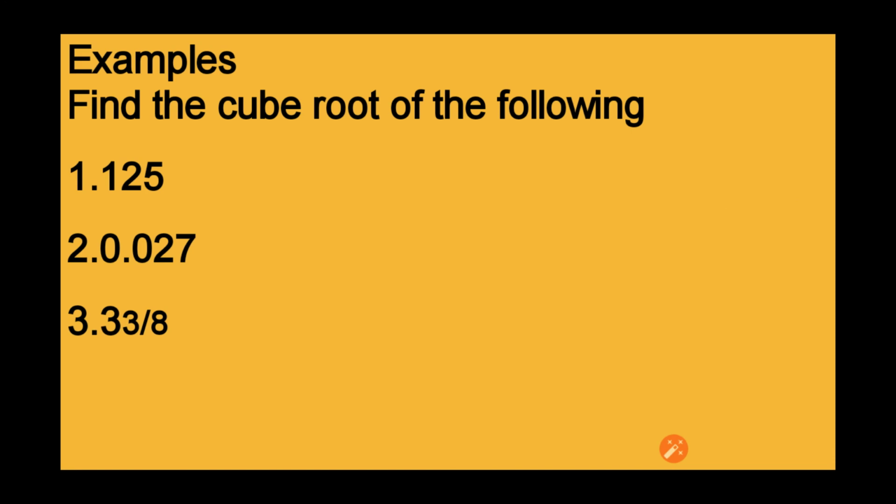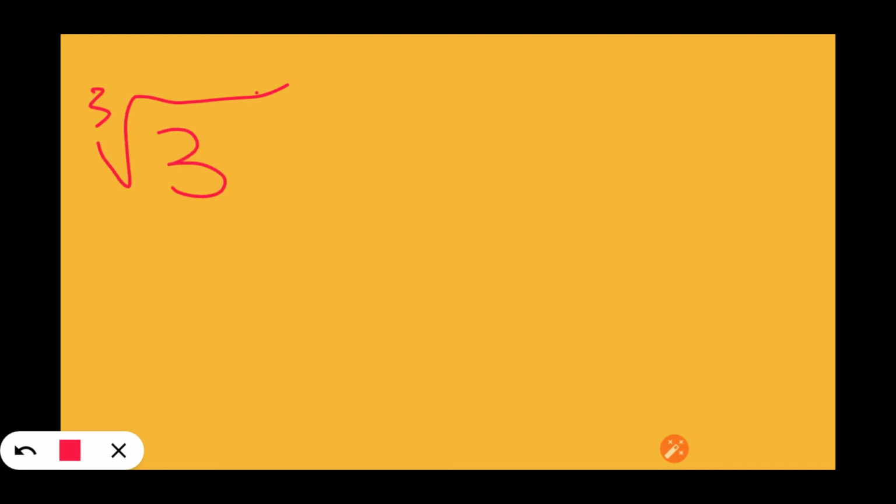Let's look at the last example. The last example is to find the cube root of 3 whole number 3 over 8. 3 whole number 3 over 8. Okay. Remember, what should I do first? I write my cube root sign. Good. This is my cube root sign. And I write 3 whole number 3 over 8. This is also a fraction. We call this a mixed fraction or a mixed number. So I have to convert this fraction into an improper fraction.